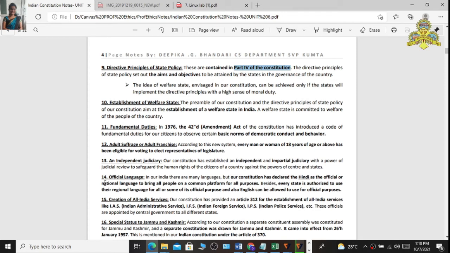Official language. In India, there are many languages, but our constitution has declared Hindi as the official language. But every state is authorized to use its own regional language for all of its official purposes. For example, our official language is Kannada.